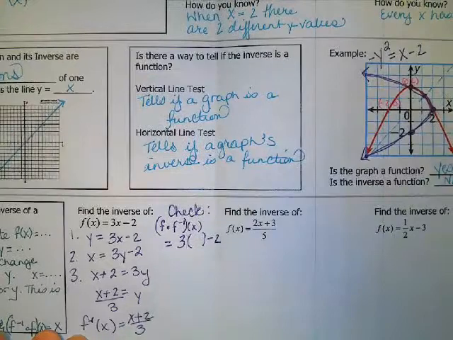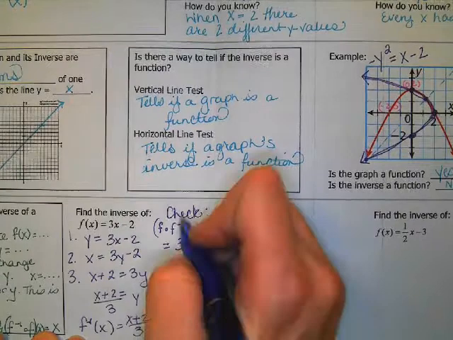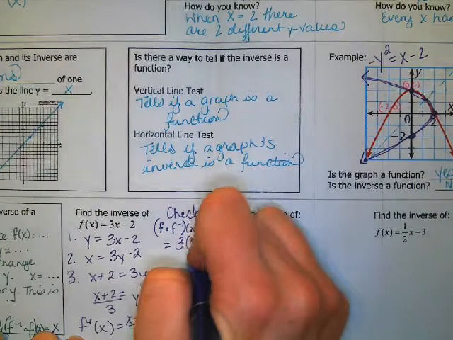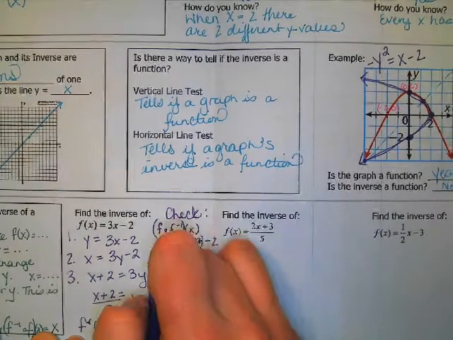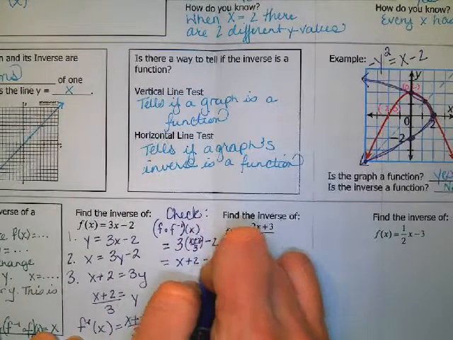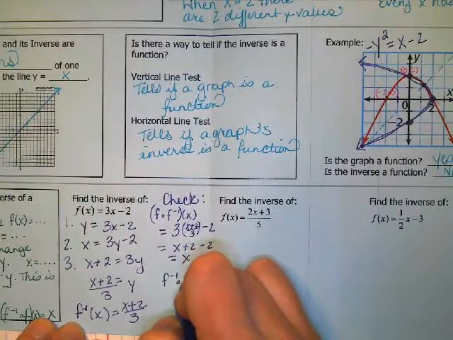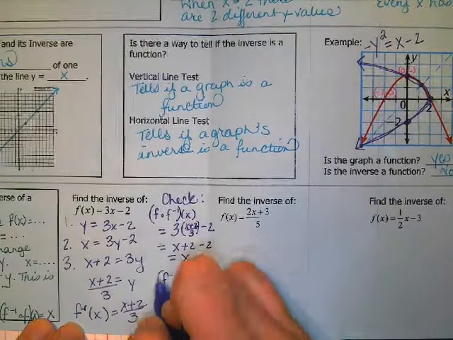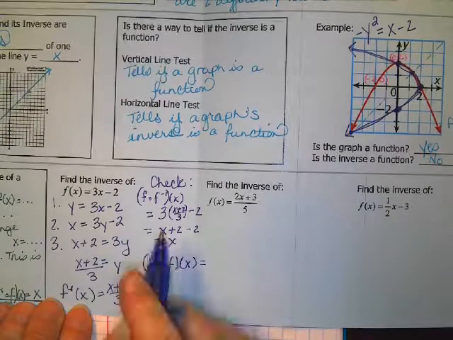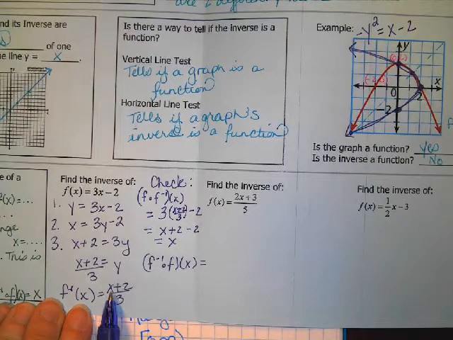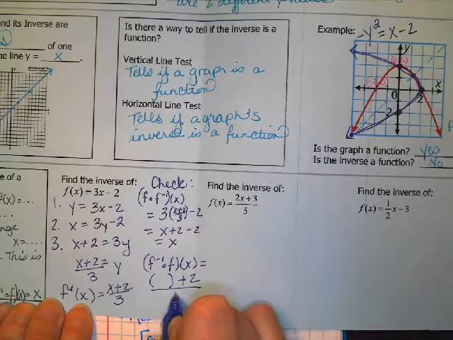Now let's check. First of all, f composed with f inverse of x. I'm going to rewrite my outside function, which is f of x, so this original function here. But every place I see an x, I'm going to write a parentheses. And within that parentheses, I'm going to write the inside function, f inverse, so x plus 2 over 3. Now when I multiply that out, 3 divided by 3 is just 1. So I'm left with x plus 2 minus 2, which is x. That one checks.